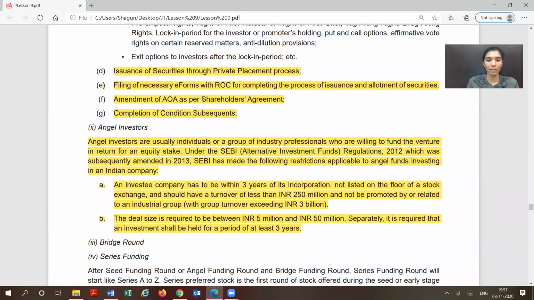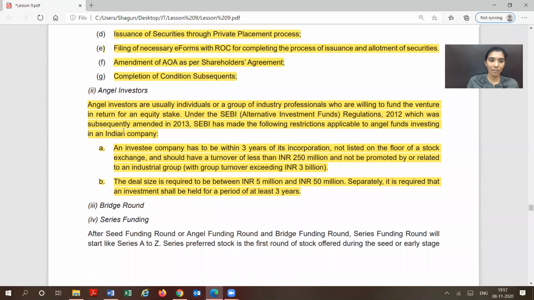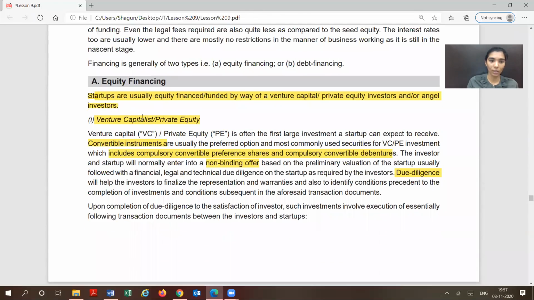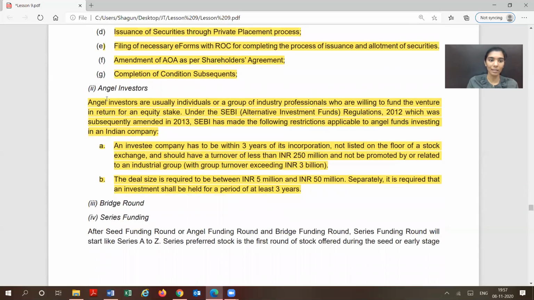फिर आपने जो शेयर होल्डर्स एग्रीमेंट एंटर किया है उसके अकॉर्डिंग आप आपका ऑल्टरेशन ऑफ AOA करोगे, एंड देन whatever the completion of condition subsequent that will take place, and normally a startup company will start. एंजल इन्वेस्टर्स क्या होता है? फर्स्ट हमने देखा है वेंचर कैपिटल या प्राइवेट इक्विटी इन्वेस्टर, सेकंड इज एंजल इन्वेस्टर. Angel investors are usually individual or group of industry professionals who are willing to fund a venture in return for a stake in equity, and as per the SEBI definition, these should be the criteria.